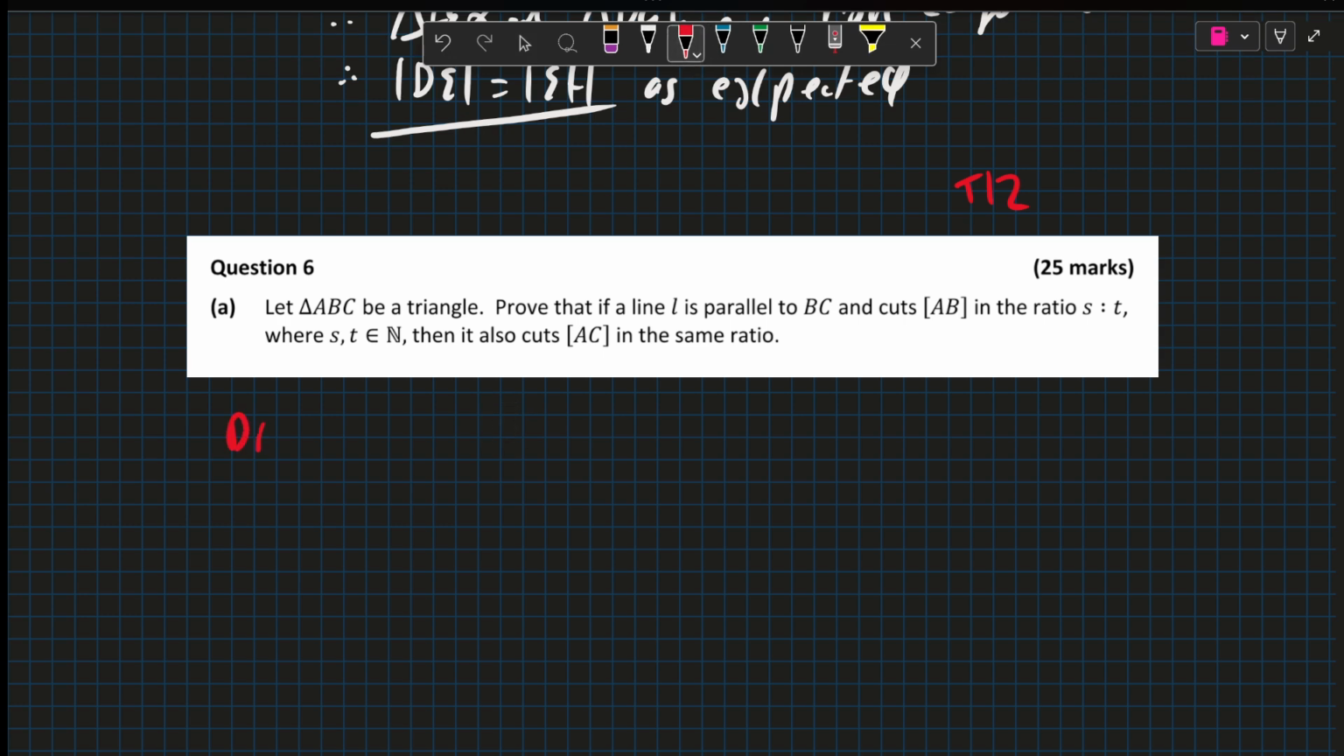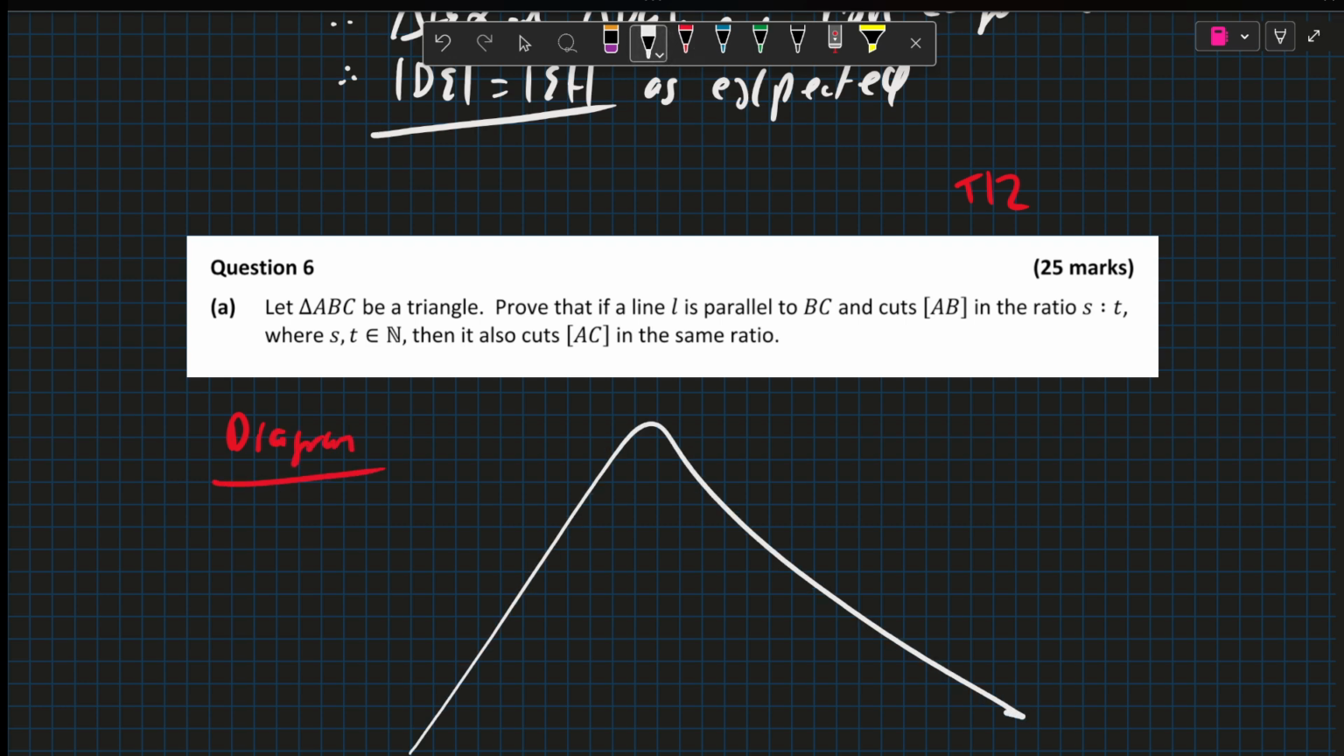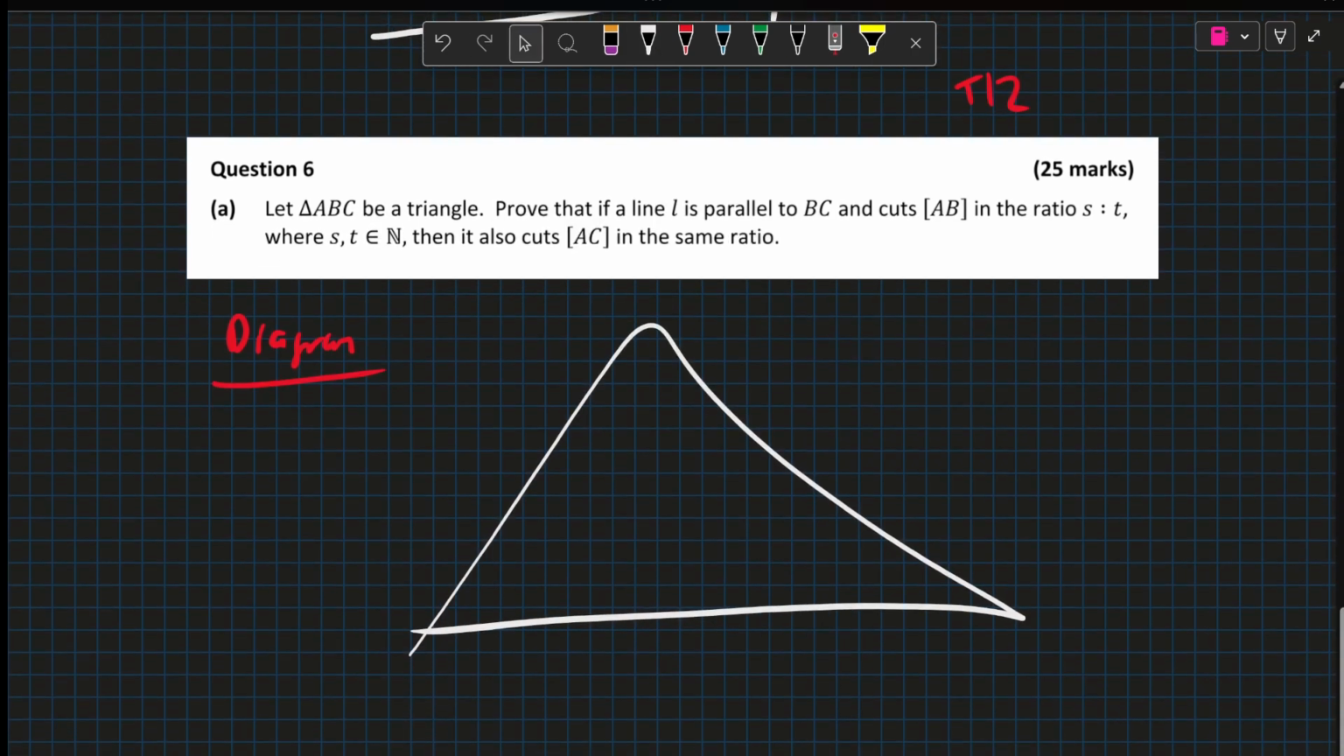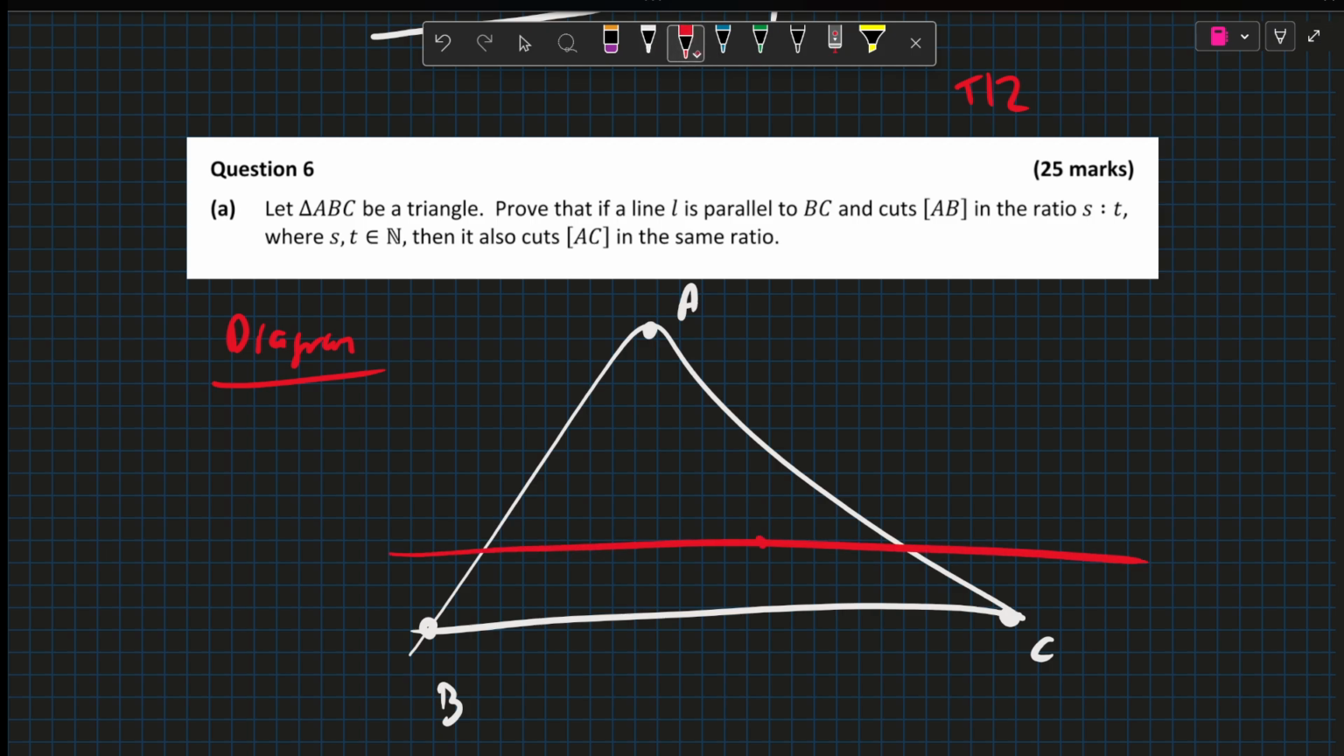So we'll start off with our diagram. We want ABC to be a triangle. Now we want L parallel to BC, so we'll make the base BC, which means this vertex here is A. So we'll have this line going through, and we'll mark that these are parallel. This line L.